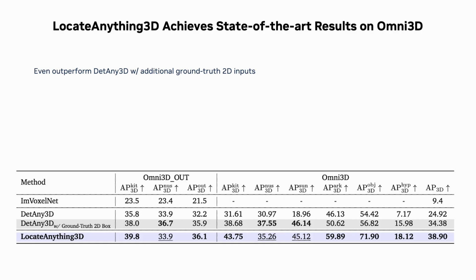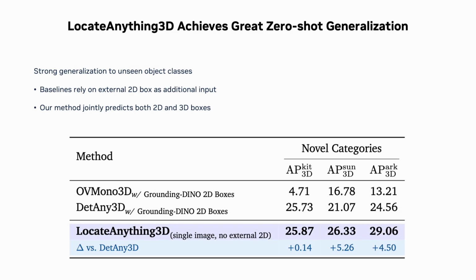We also evaluate zero-shot generalization on novel categories never seen during training. LocateAnything3D delivers the strongest zero-shot performance on all 3 splits, while competing methods depend on an external detector, Grounding DINO, to supply 2D proposals. This validates our motivation. Predicting 2D and 3D jointly transfers better to unseen categories than lifting from external boxes.